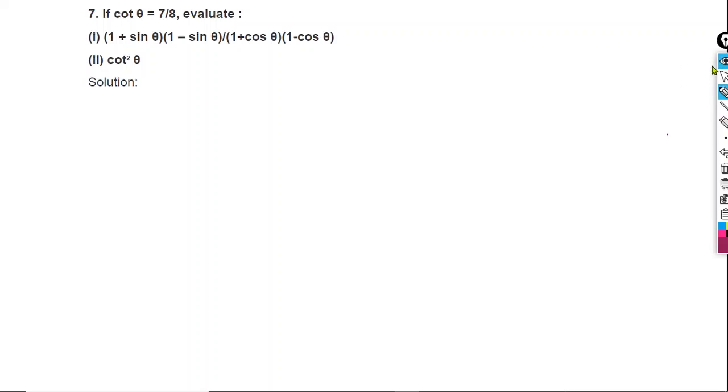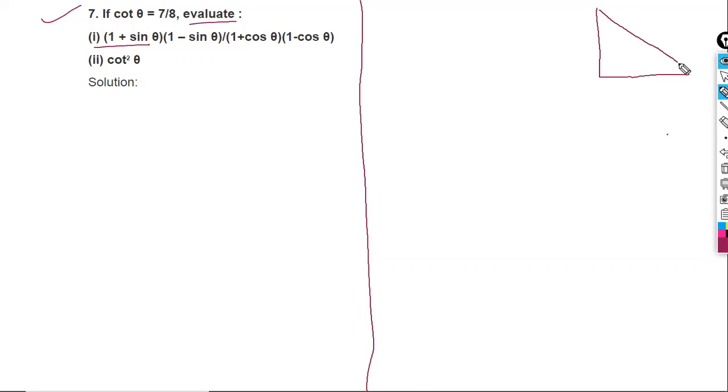Let's see question number 7. If cot theta equal to 7 by 8, evaluate this. Very nice. Let's start. First, same thing, we'll draw a triangle. We have drawn a triangle. Name it, suppose A, B, C. Let angle B be 90 degrees, and the angle theta. If cot theta equals 7 by 8.